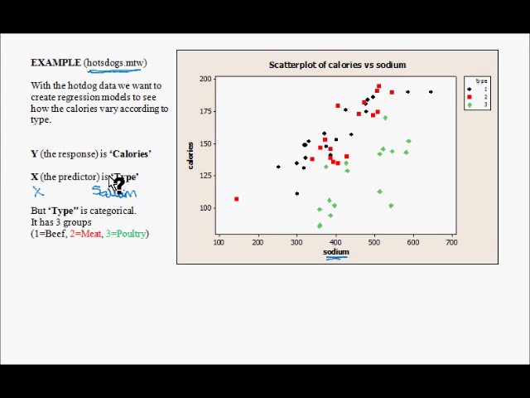But we've also got a second type of x, which is type, which is categorical. So type is categorical. We have three types: type 1, 2, and 3. Type 1 is beef, type 2 is meat, and type 3 is poultry. So sodium here, we'll say, is just quantitative numbers. So that's nothing new about that.